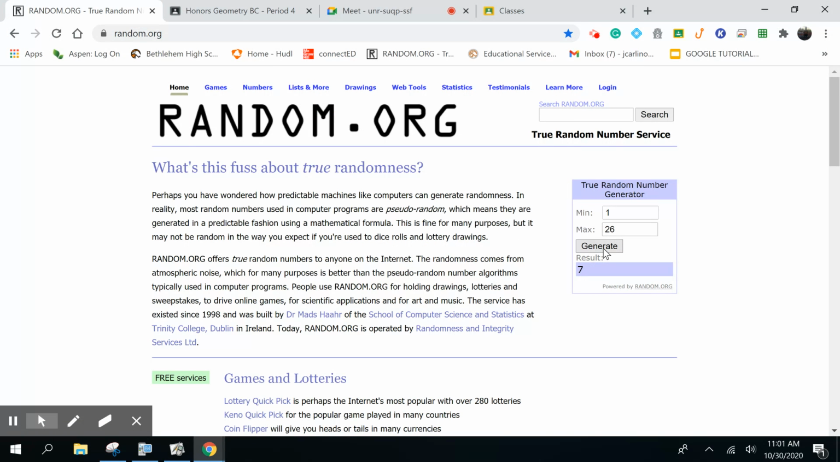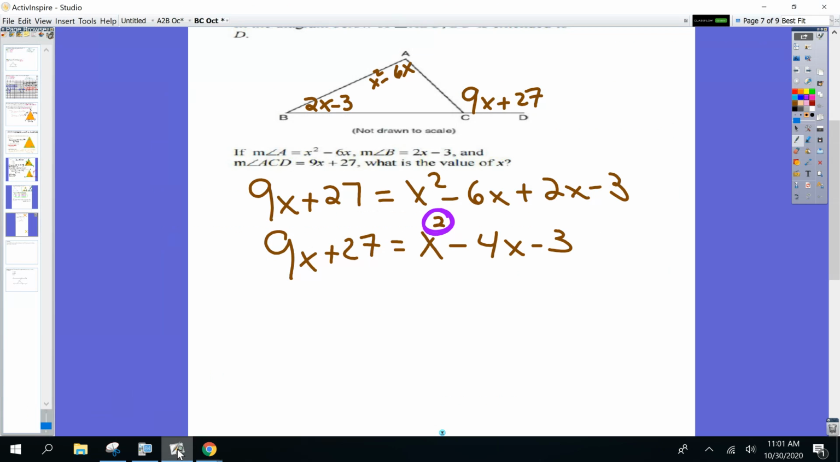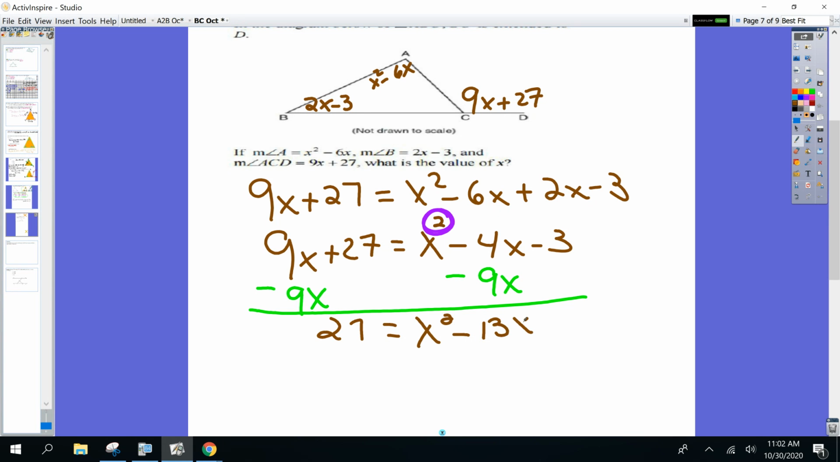All right, St. John, here we go. How do I move the 9x over first? You subtract it. Okay, and I know some of you could do the 9x and the 27 in the same step. I just want to show everyone that needs it where everything's coming from. So I'm going to do it step by step. So I end up with 27 equals x squared minus 13x minus 3.